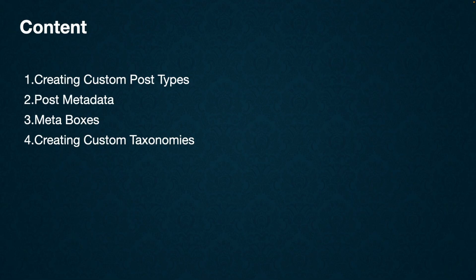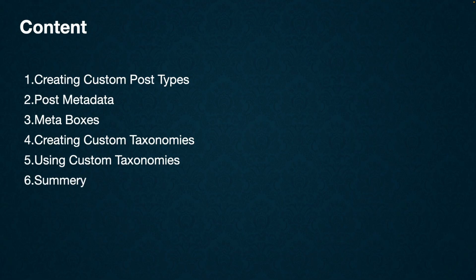And then it is creating custom taxonomy. So after post type it has some taxonomies also, like product itself is a post type, but product has product category or maybe product tags, right? So these are taxonomies. So we will discuss how you will create your own custom taxonomy for each post type. And then we will talk about how to use custom taxonomies, not only create, how to use also. And finally the summary.